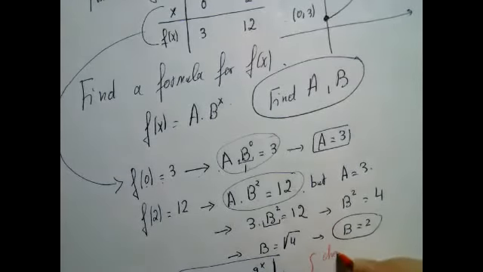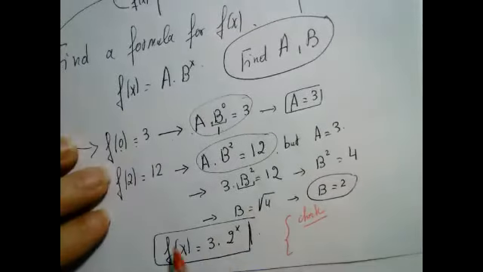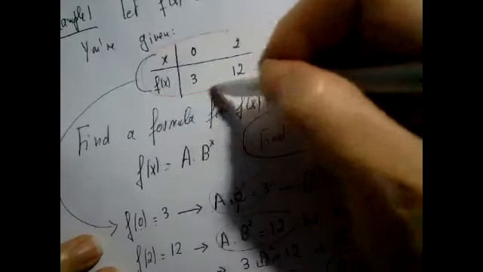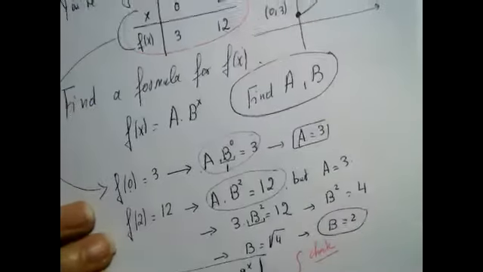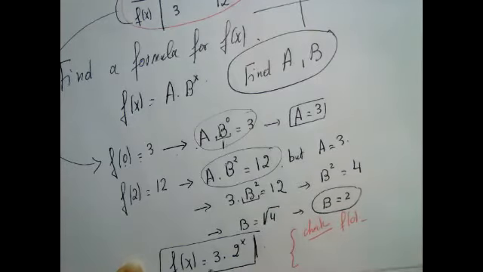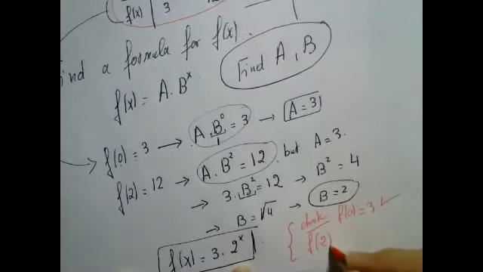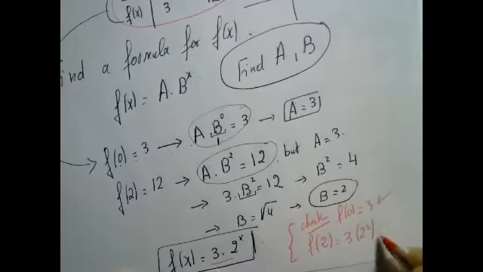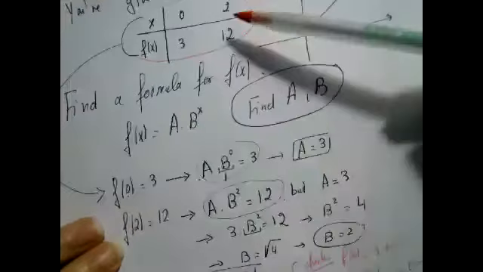So let me check. What do I mean by check? It means does this function that I found, its formula, satisfy those 2 conditions? If it does, it means I am in good shape. If it doesn't, it means I'm doing something wrong. So let me check. If I plug in 0 here, I get 3. So the first property is satisfied. And if I plug in 2, I'm getting 3 times 2 squared, which is equal to 12. It means my formula matches those two data points.